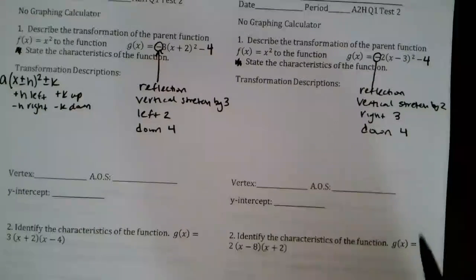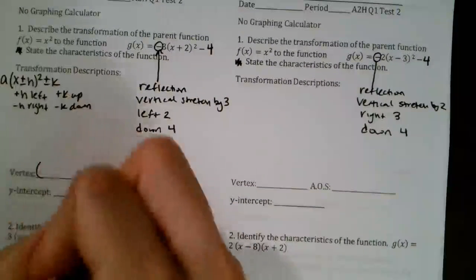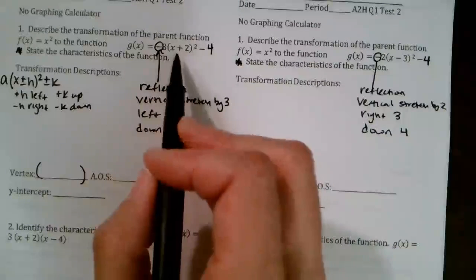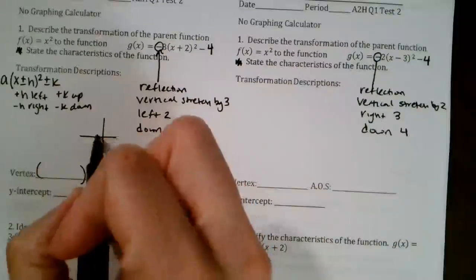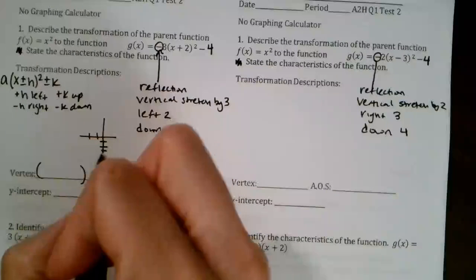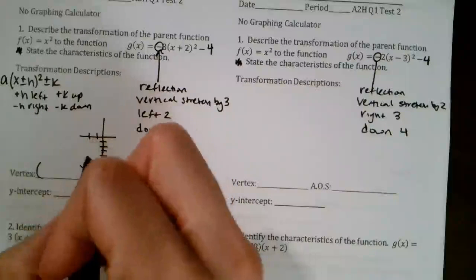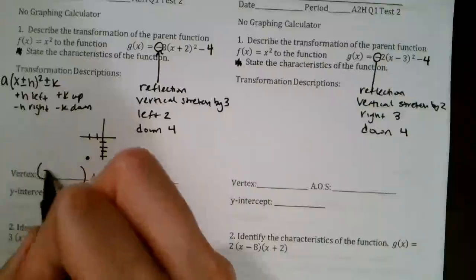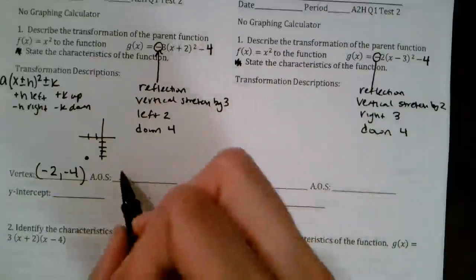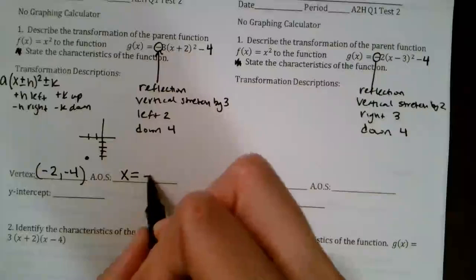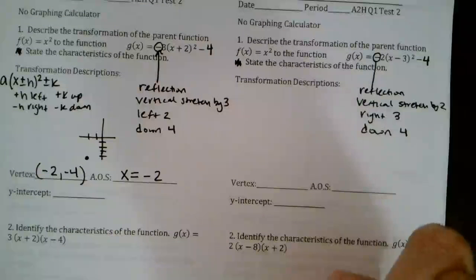For our vertex, we look at the h and k value. So this graph, since it went left 2, down 4, we think about what that would look like on our graph, left 2, down 4, that would put our vertex at -2, -4. The axis of symmetry is always the x value of the vertex.